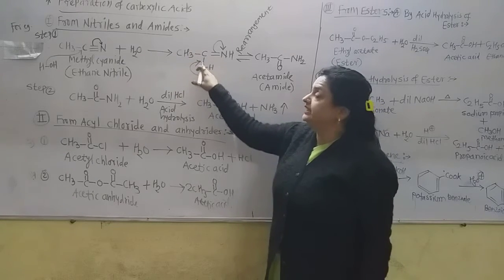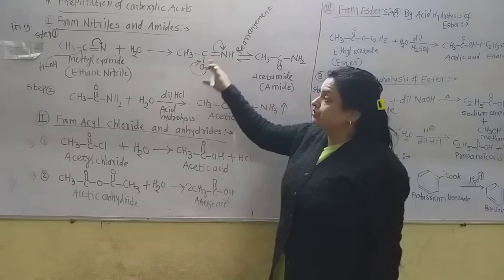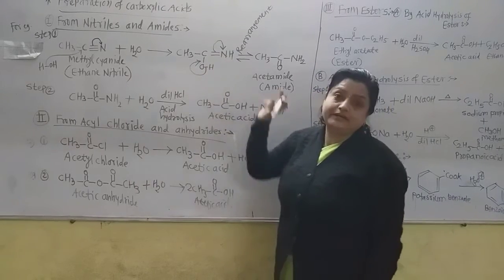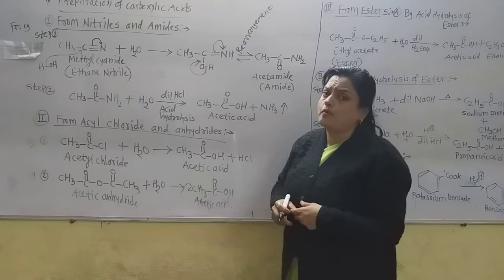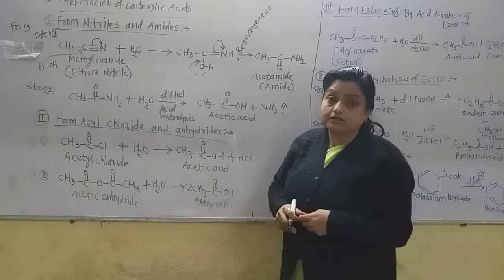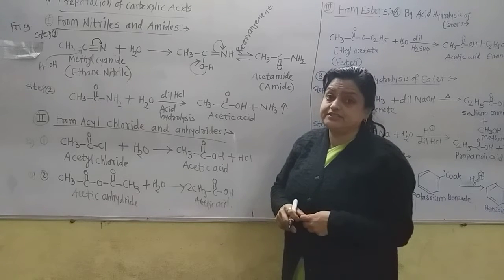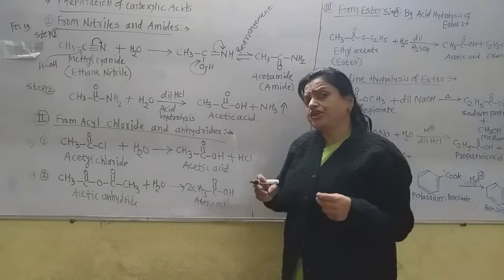CH3C, now this OH is attached here. Here is the double bond and this nitrogen attracts the H. So this intermediate is formed. Now this is nothing but one of the forms of the amide. Now see here how the rearrangement happens. Rearrangement is very essential. Now in rearrangement only the atoms shift.